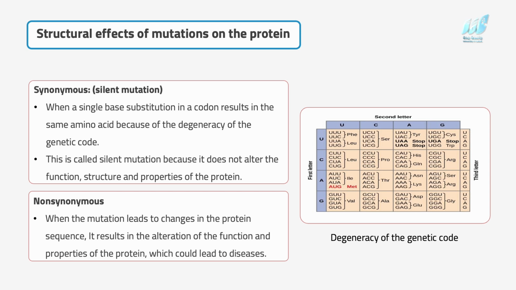Mutations are divided into two groups according to their effect on the polypeptide sequence of the protein. The first one is synonymous, which is silent mutation, when a single base substitution in a codon results in the same amino acid because of the degeneracy of the genetic code. This is called silent mutation because it does not alter the function, structure, and properties of the protein.